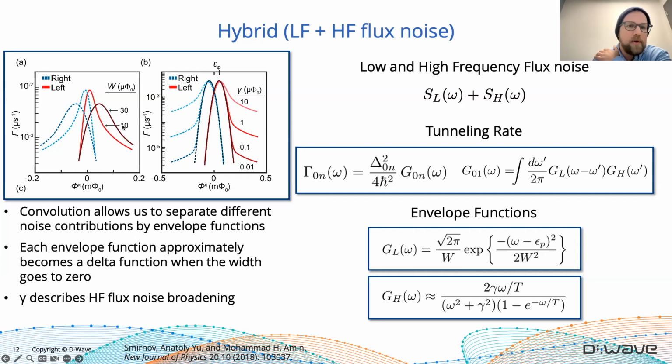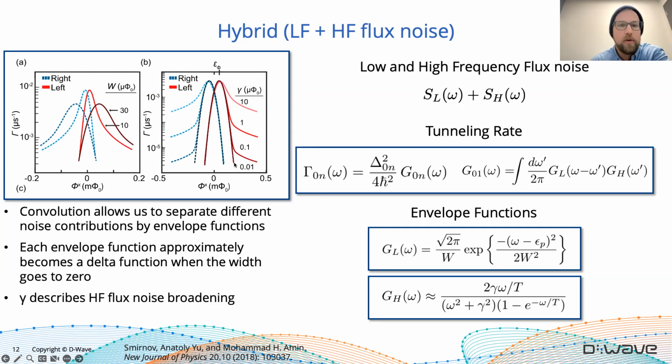But if you decrease this, the width also decreases. So this is showing the dependence on our low frequency noise and how we can disentangle that from our high frequency flux noise, which is being plotted here. So if we have very low high frequency flux noise, this is the parameter gamma here. These different traces are different low or high frequency flux noise.